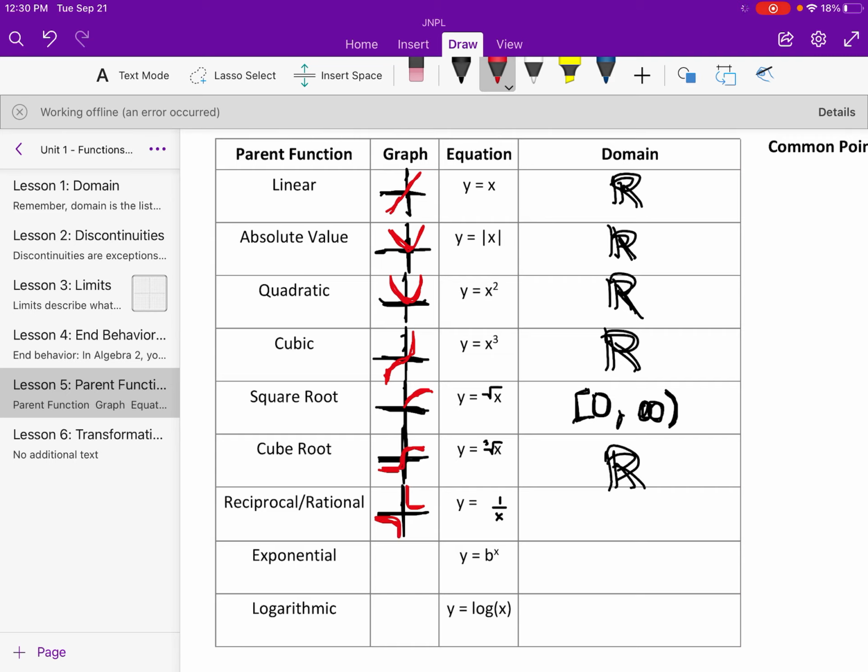And then why there's a horizontal asymptote is because the degree of the denominator, which is 1, is greater than the numerator, which is 0, since there's no x. That means y equals 0, horizontal asymptote.